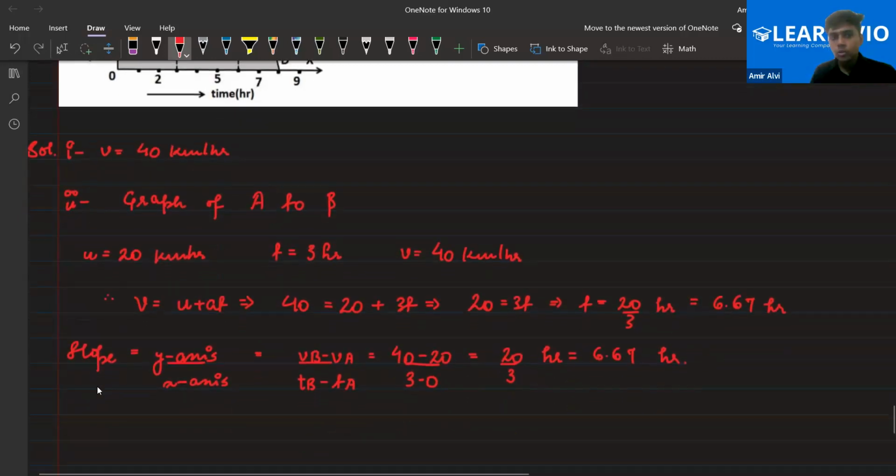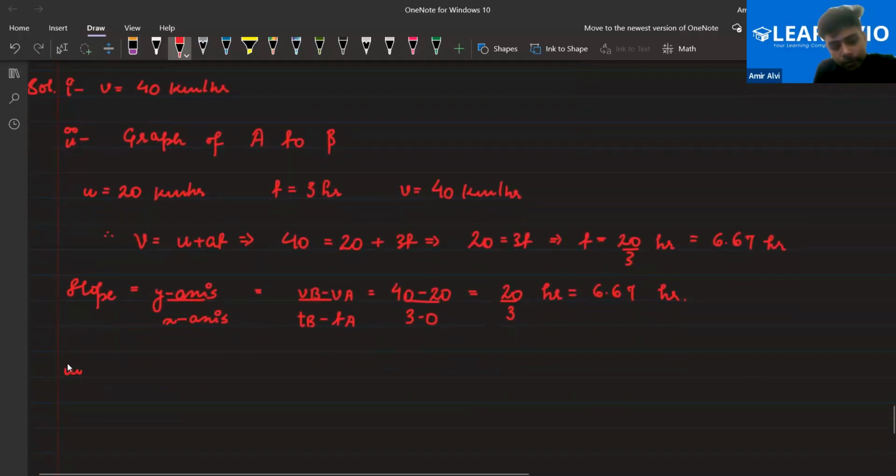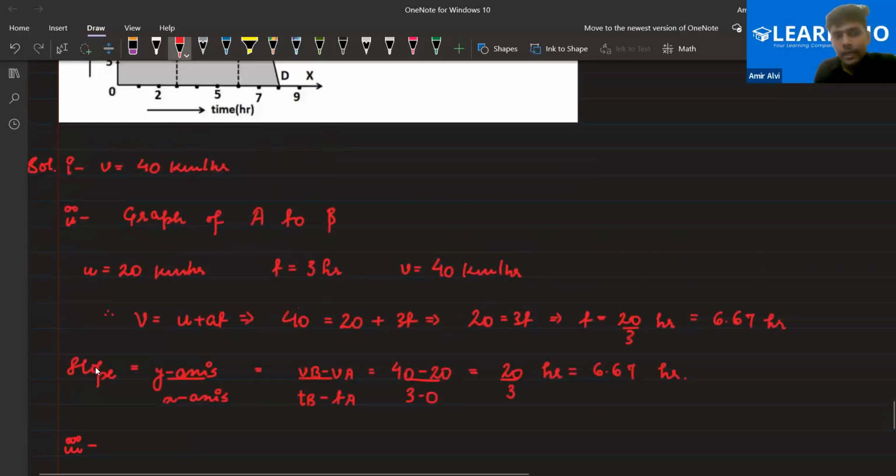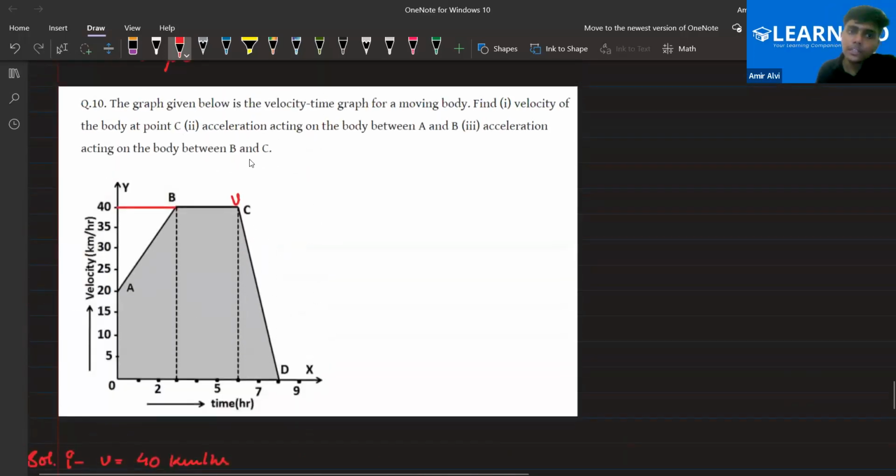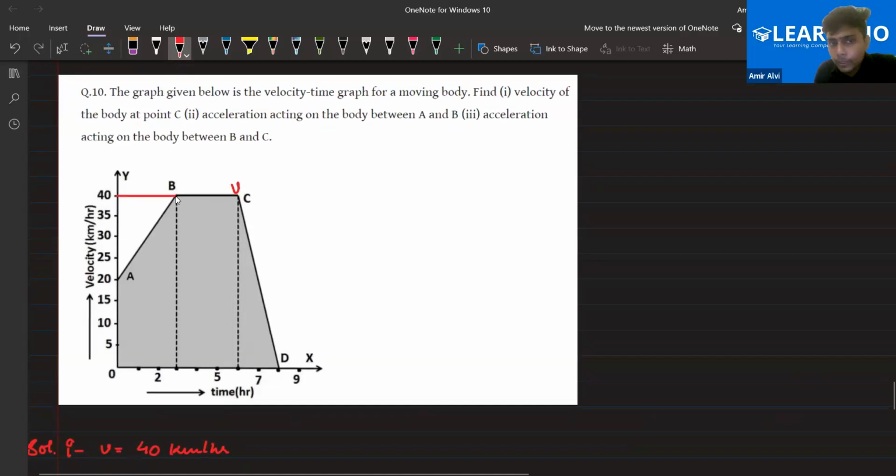So this is how you will solve it. Third part, let's solve the third part. The question is saying we have to find the acceleration between B and C. As you can see from the journey, the motion from point B to C is nothing but a straight line, parallel to the time axis or x-axis. As I've told you, when the velocity graph is parallel to the time axis, the motion performed by that body would be uniform velocity motion. Is this clear to all of you?